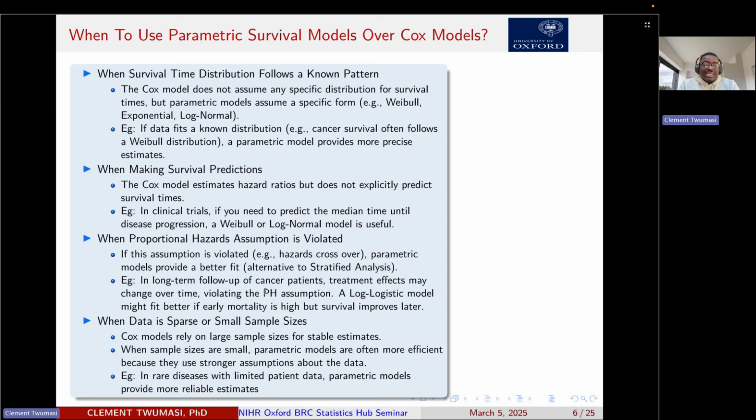And in situations where data is very sparse or sample size is too small, the Cox model estimates are much more stable with large sample size. Where sample sizes are very small, which could occur especially in rare cases like rare infections or rare diseases, where patient data are limited, then parametric models might provide more reliable estimates. So these are just a few instances where parametric survival models might be ideal.